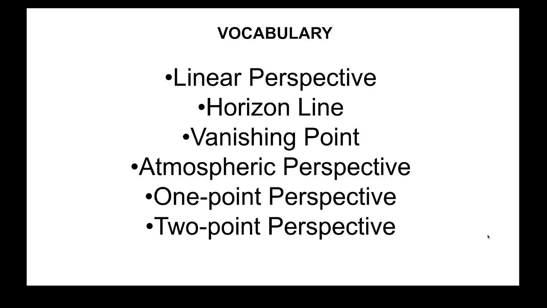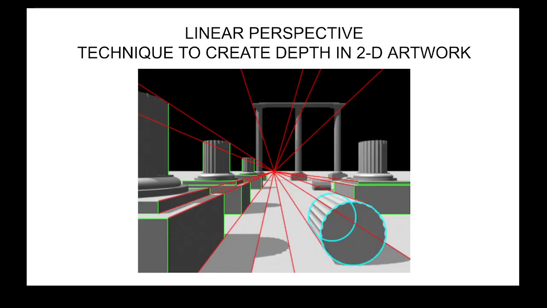All right, so first we have our vocabulary. So we've got linear perspective, horizon line, vanishing point, atmospheric perspective, 1-point perspective, and 2-point perspective. Don't worry, we'll be covering each and every one of these things as we go along, so don't panic. All right, so let's go ahead and start with linear perspective. We'll start right there. What does it mean?